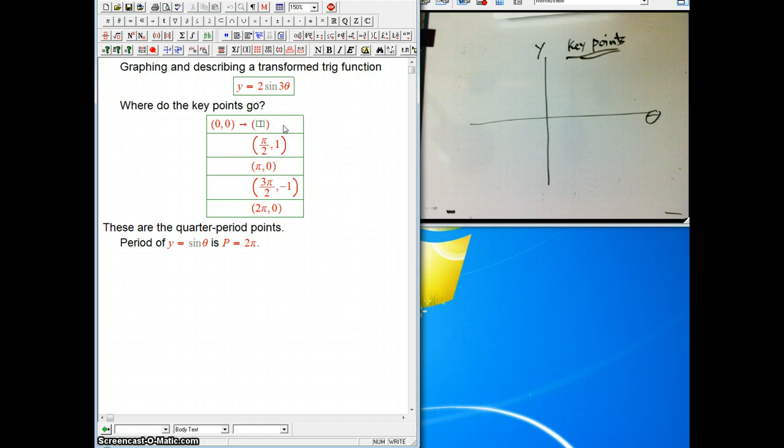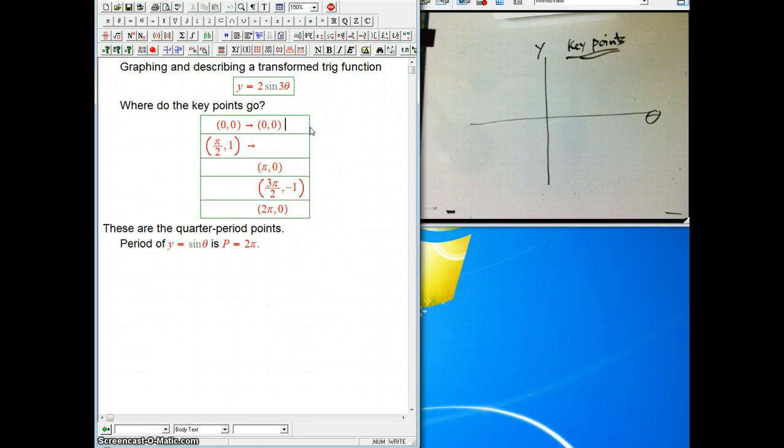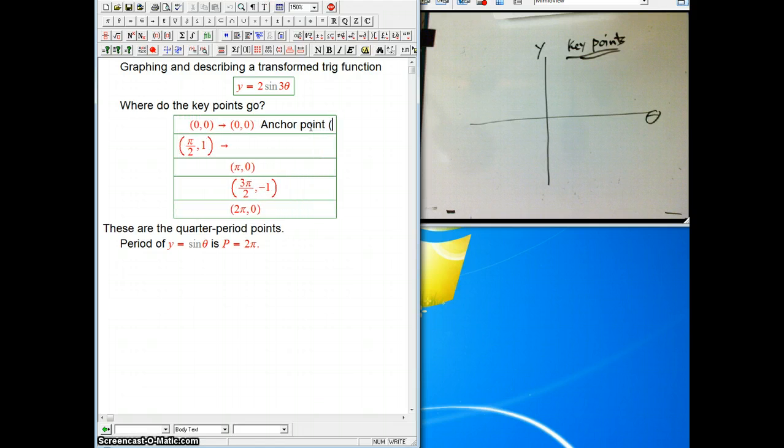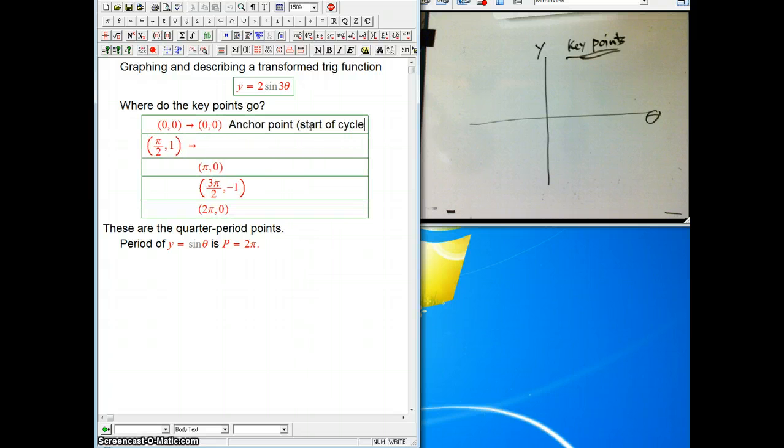So if we smush by 3 and stretch by 2, well, the origin doesn't do anything. It's all smushing, stretching around the origin. So it's going to still go through 0, 0. And I have a name for this. I call this the anchor point, the start of the cycle. For a sine curve, it starts in the middle.